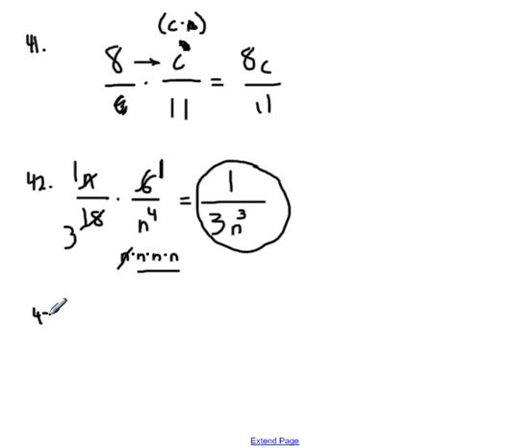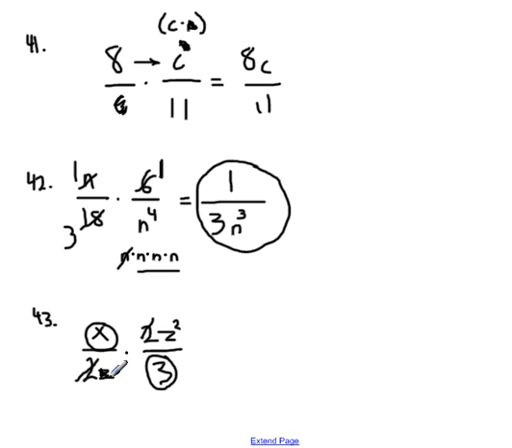And the last one in your problem set for the homework is number 43, which is x over 2z. And that's going to be multiplied by 2z squared over 3. Now you can't do anything with the x, and you can't do anything with the 3, so that's going to be in your answer. You want to view the base and exponent separate from your coefficient. 2 is your coefficient here. So 2 divided by 2 is 1, so you don't have to worry about the 2's.